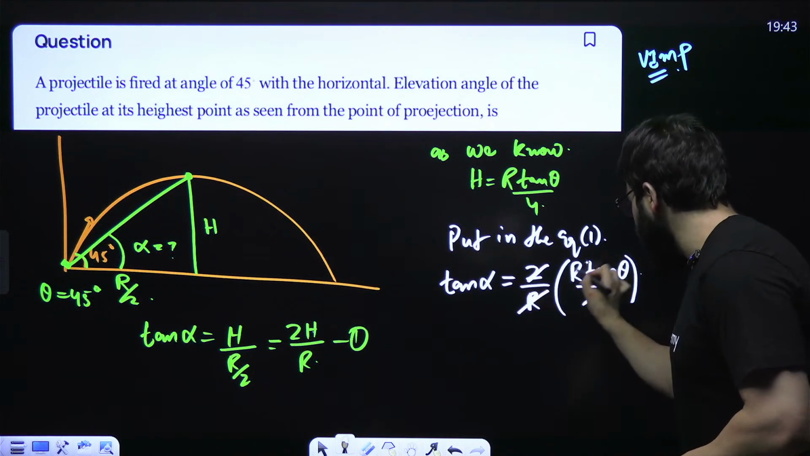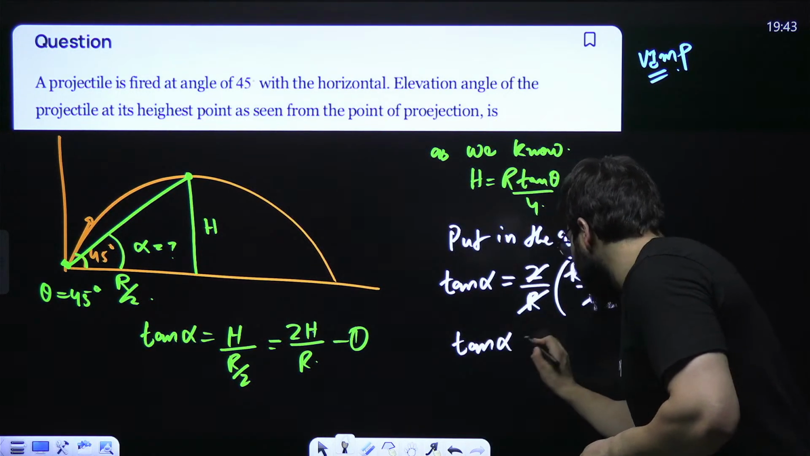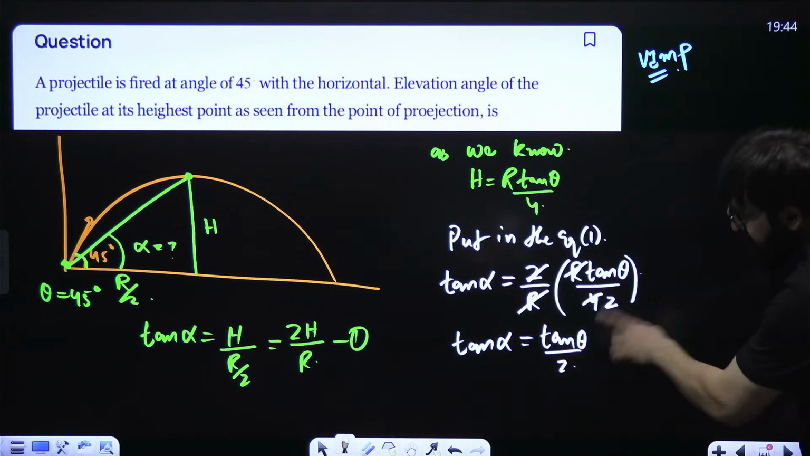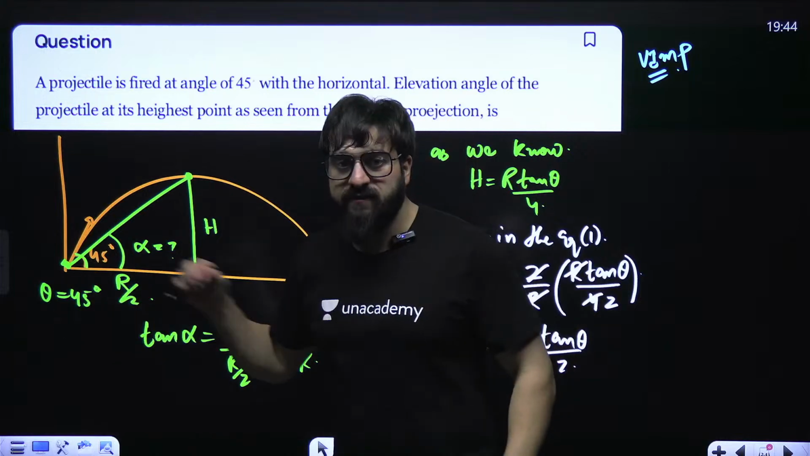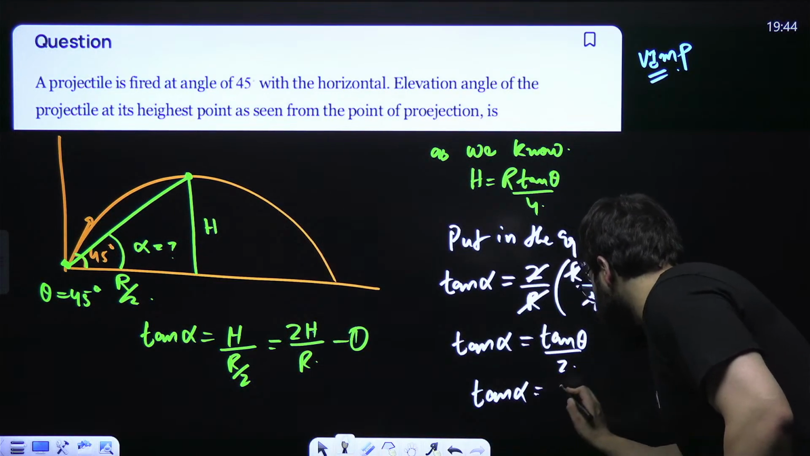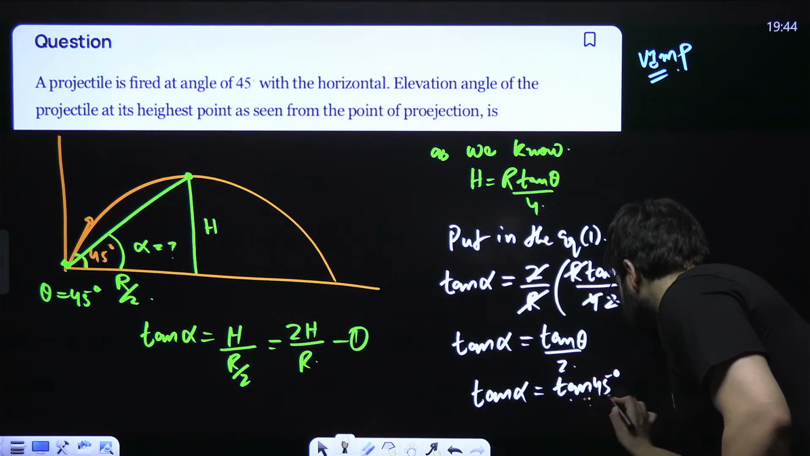Now this r and this r will cancel over here. So I'll say, tan of alpha is equal to tan of theta divided by 2. Now what is the value of theta? Theta is given as 45 degrees. So in this particular case, tan of alpha is equal to tan of 45 divided by 2.